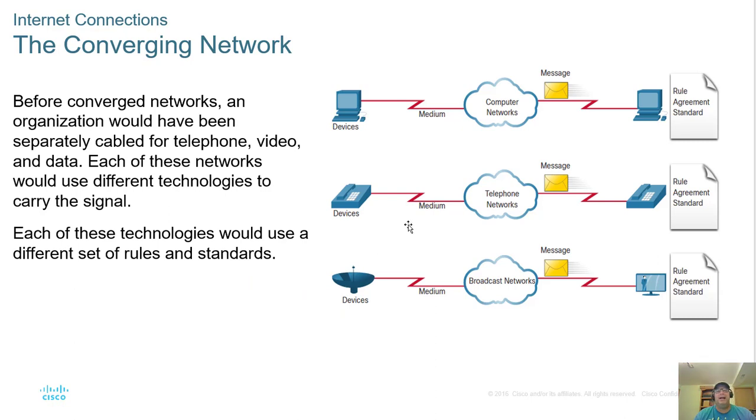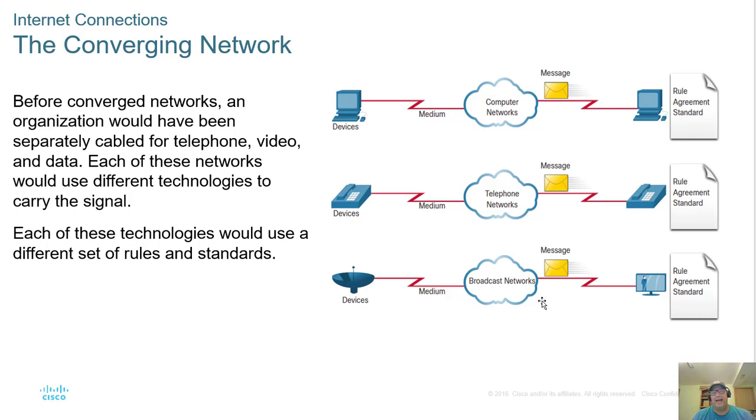Converging networks. The idea behind the converged network is this: once again, a long time ago, there was a system that we could use for data. There was another system that we could use for telephones. And there was a system that we could use for television. And they were all independent systems. And if your phones were down, no big deal. You could still use your computer and you could still watch TV.